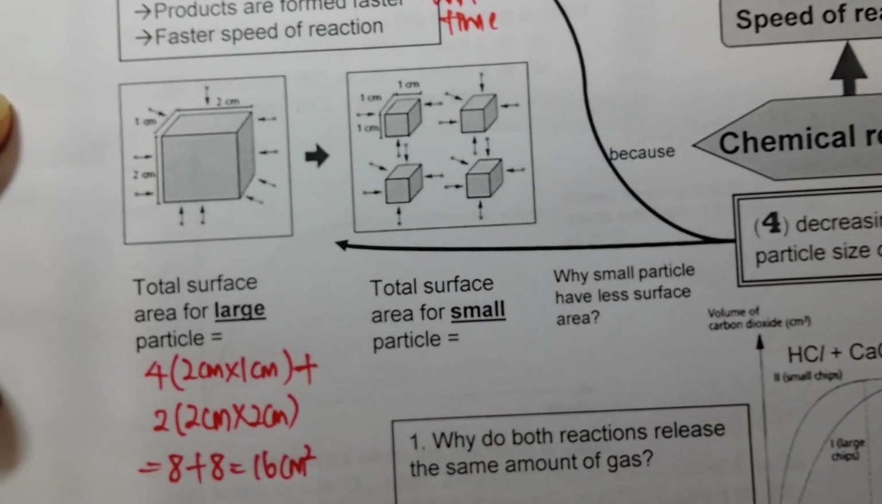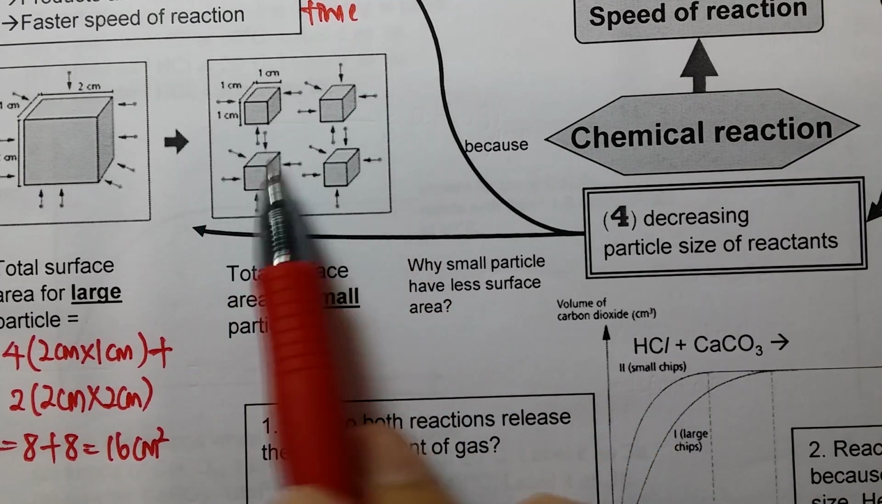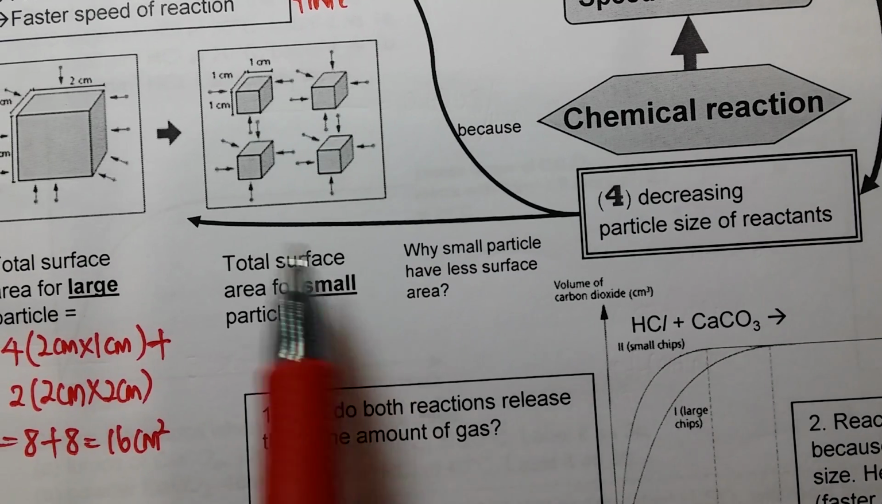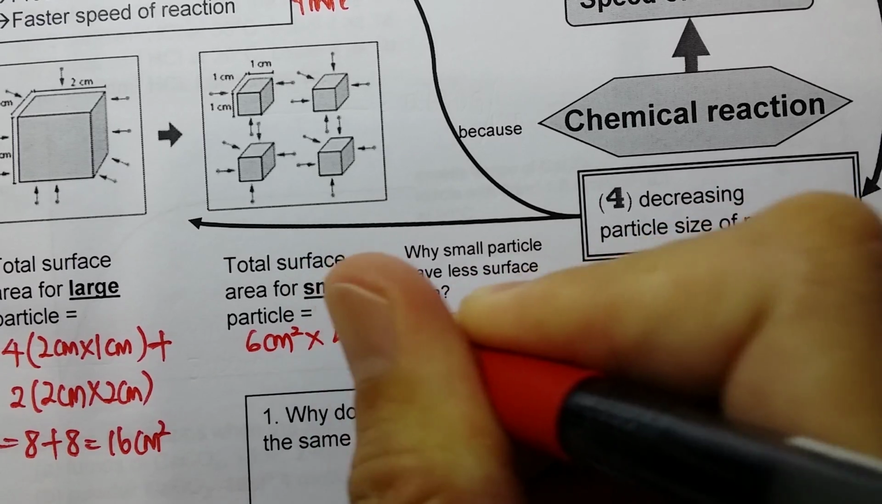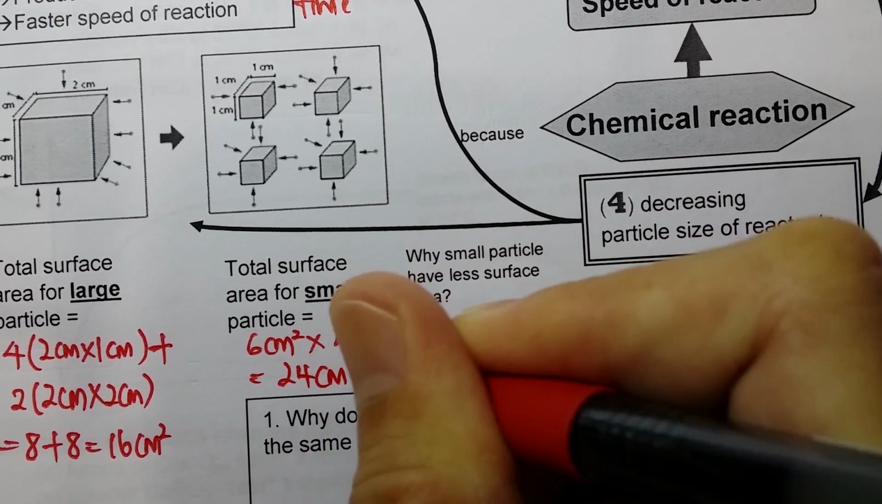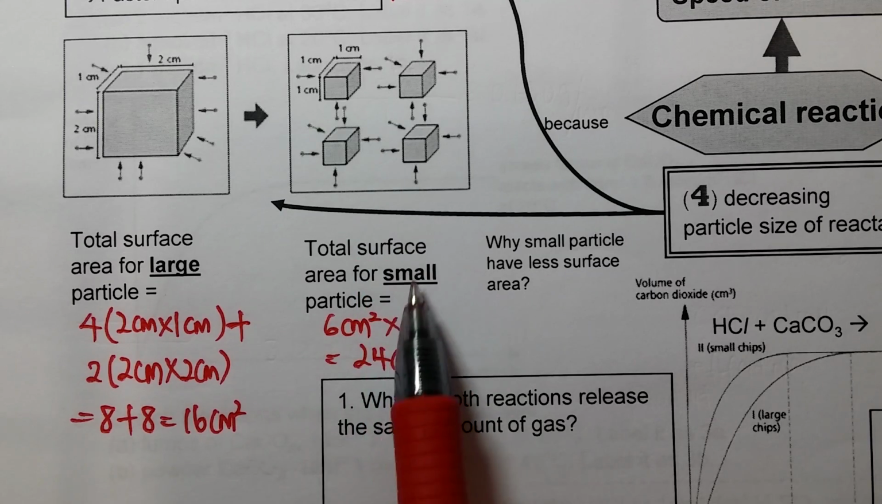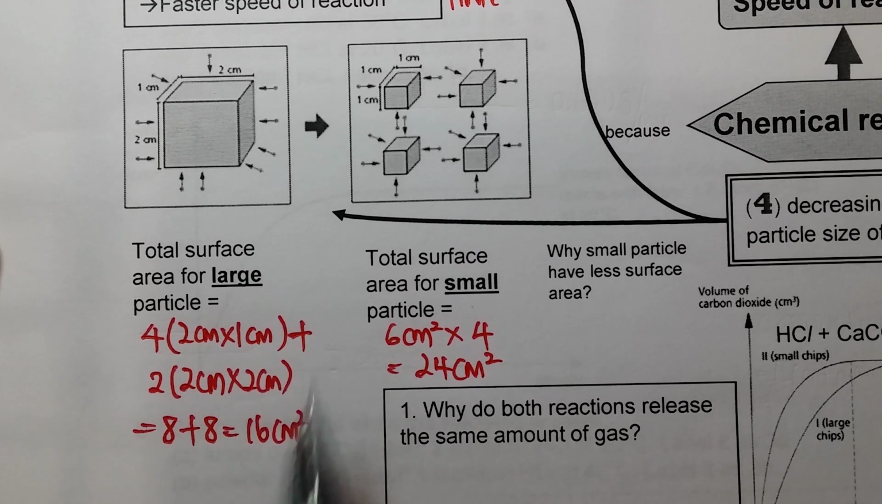If we break this particle into 4 small particles like this, so this one will be small particle size. So total surface area for small particle size, each one has 6 cm square. There are 4 of them, so times 4, and that will give you 24 cm square. You have 24 cm square, you have 16 cm square. So smaller particle size, larger surface area. Larger particle size, smaller surface area.